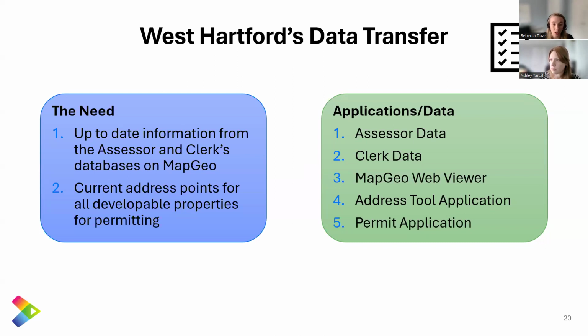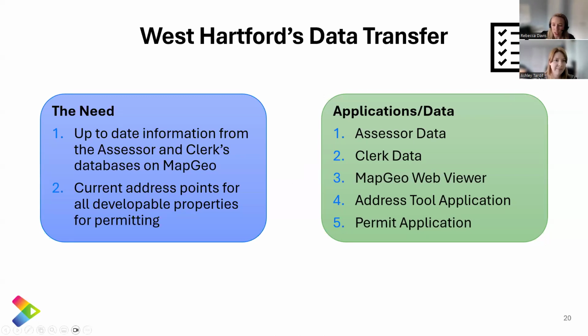And then it's bringing in some of that other information. So the components that are needed for this transfer are the assessor's data, the clerk's data, the MapGeo web viewer itself and all of the data that is on there, the address tool application, and then finally getting back to that permitting application.